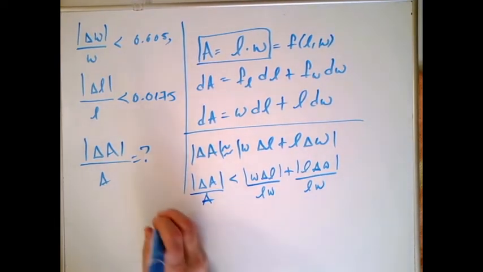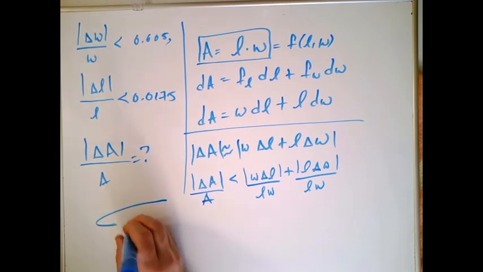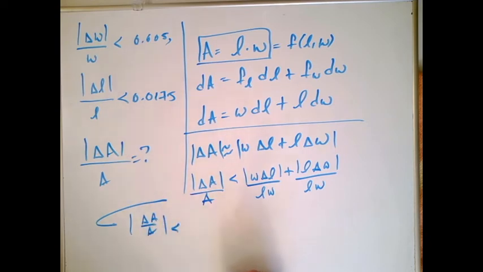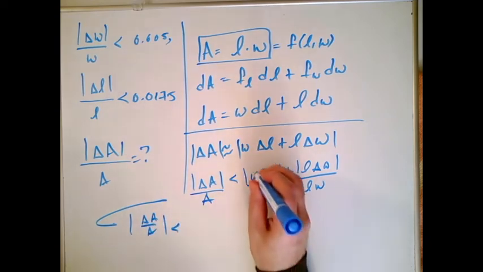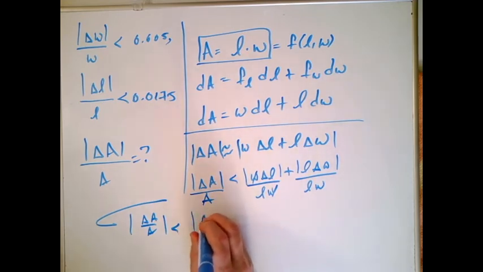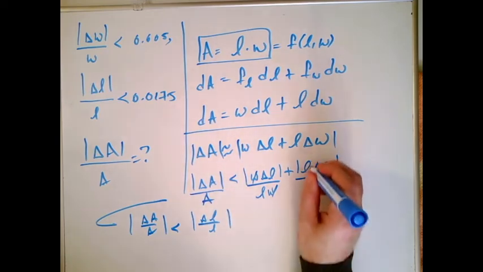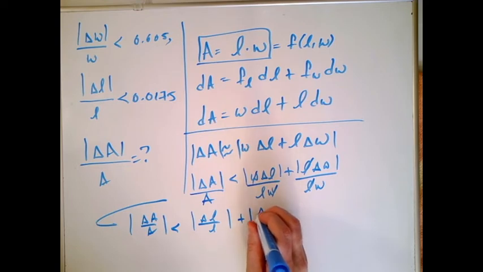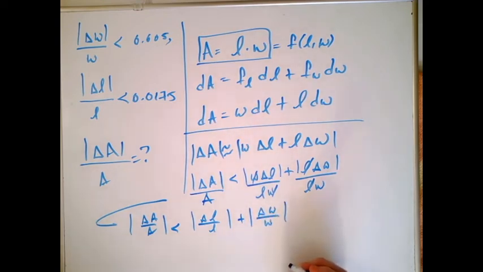And so what we're going to get is this final thing where we're going to say delta A over A is less than, what am I going to do? The W's cancel. They're both positive, so I'm not going to worry about that. So this is going to be delta L over L. The L's cancel. They're both positive. I don't have to worry about that. So this is going to be the error in W divided by W.